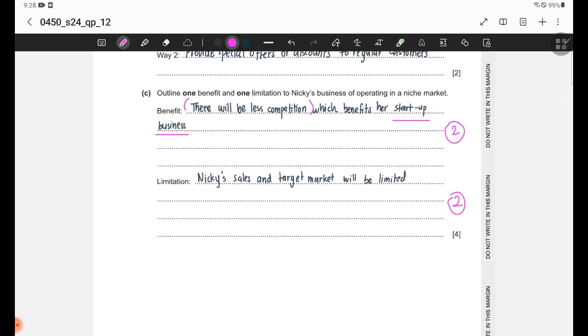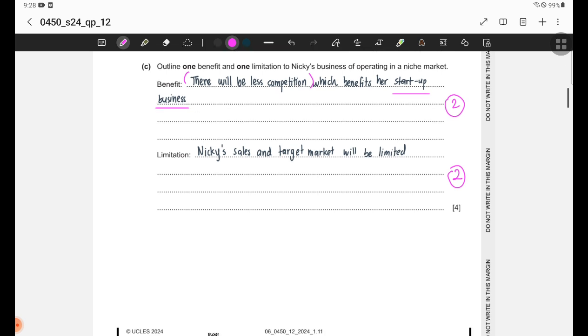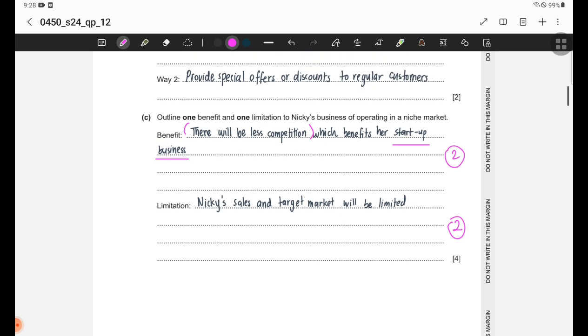Okay, your limitation. A limitation of niche market is that your sales and target market is in fact limited, because you're normally targeting a small number of people or a specific group, so it's not a wide market. Sales and target market will be limited.